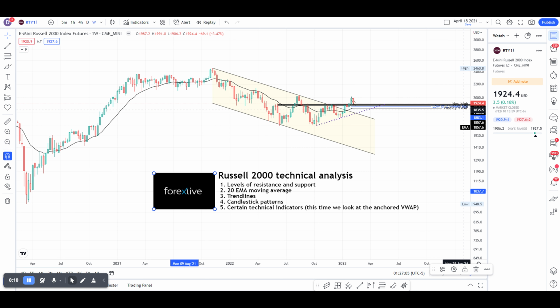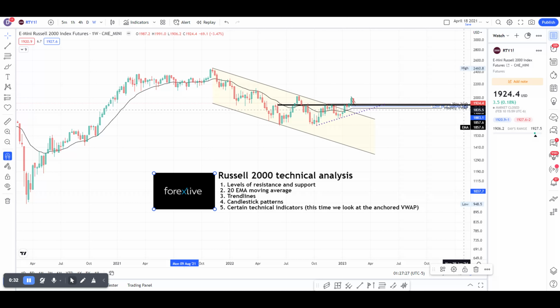I'll be going over levels of resistance and support, 20 exponential moving average, trend lines, and candlestick patterns, and I always cover a certain technical indicator. This time we will be looking at a very interesting one, anchored VWAP. VWAP is the volume weighted average price. So let's get into it.